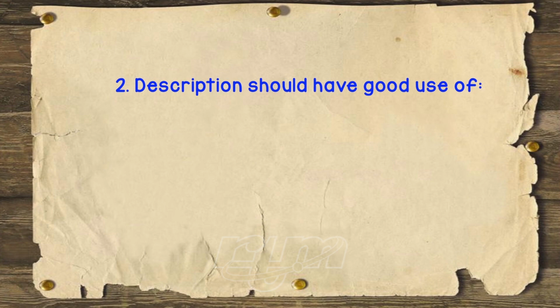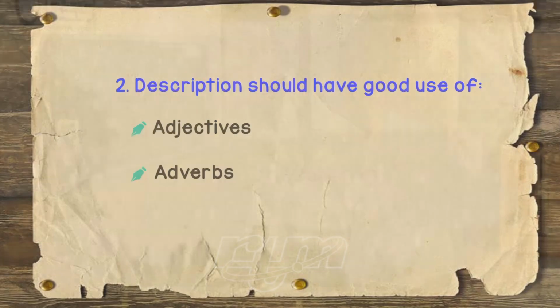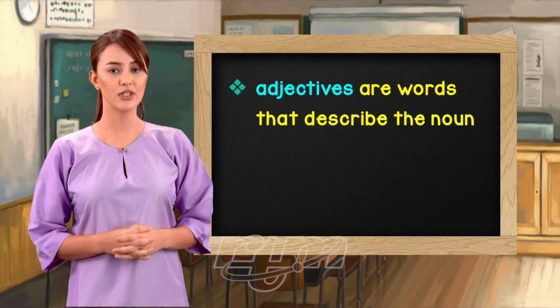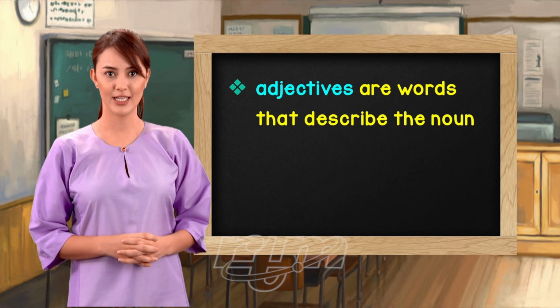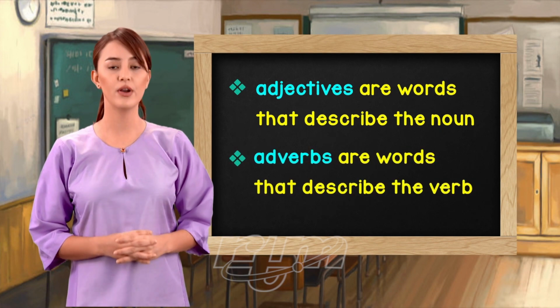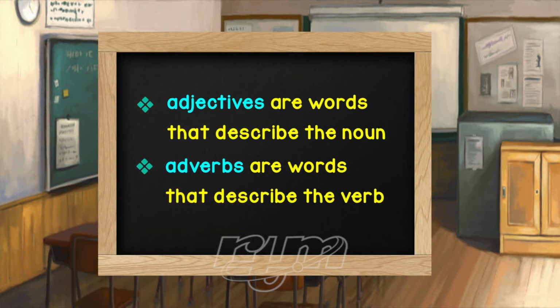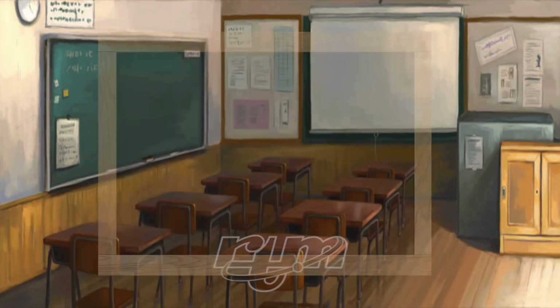Second, your description should have good use of adjectives and adverbs. Adjectives are words that modify the noun, while adverbs are words that modify the verb. They help create an image and help readers understand what the writer is saying. It is very important that you use adjectives and adverbs correctly because if you don't, your sentences will lack detail.